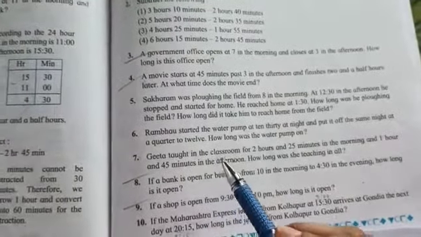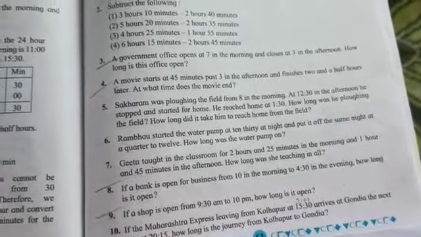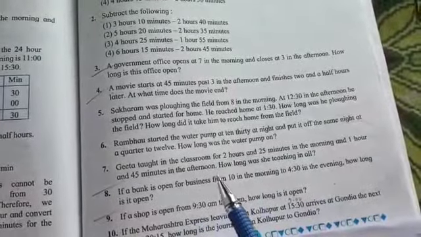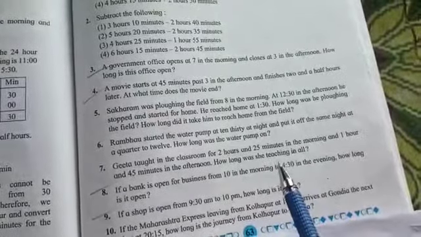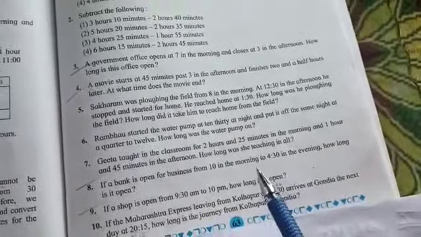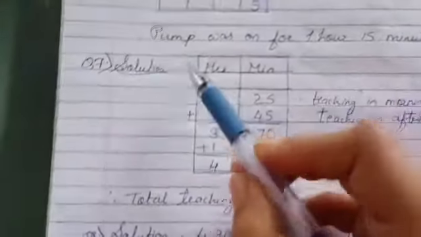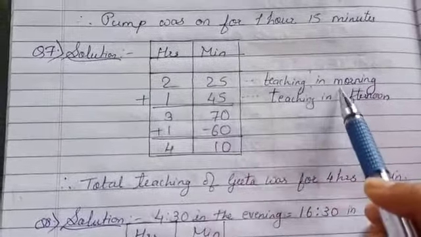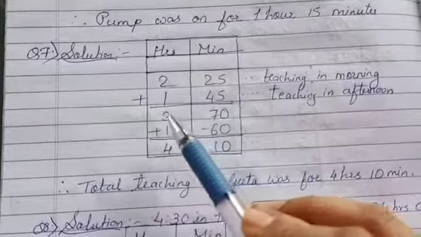Now let's see the 7th sum. Geeta taught in the classroom for 2 hours and 45 minutes in the morning and 1 hour 45 minutes in the afternoon. How long was she teaching in all? That means you have to see in the morning and in the afternoon how much time she taught in the classes. So let's see question number 7. Hours and minutes, same way you have to write 2 hours 45 minutes teaching in the morning and 1 hour 45 minutes teaching in the afternoon. So let's do the plus.